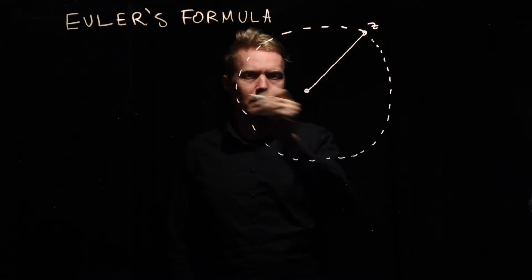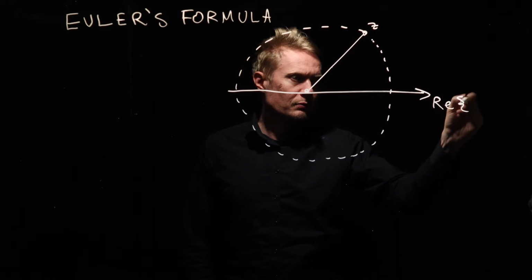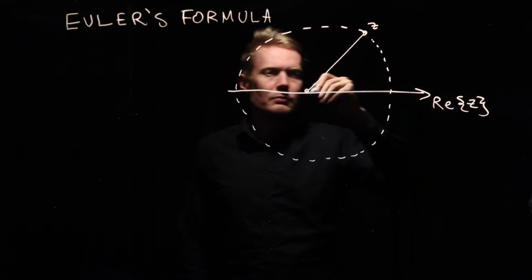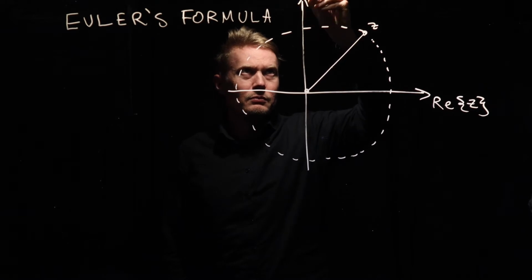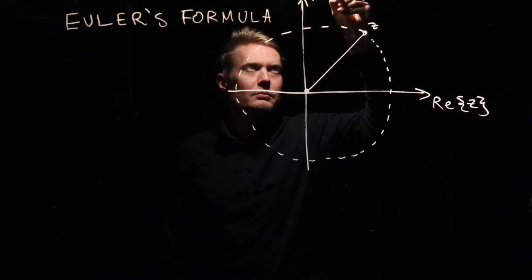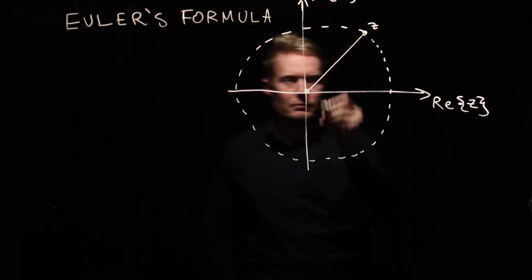I'm drawing a circle with a fixed radius. This circle is in the complex plane, where the x-axis is the real component of a complex number and the y-axis is the imaginary component of the complex number. Unfortunately, the imaginary axis label is clipped from this video.